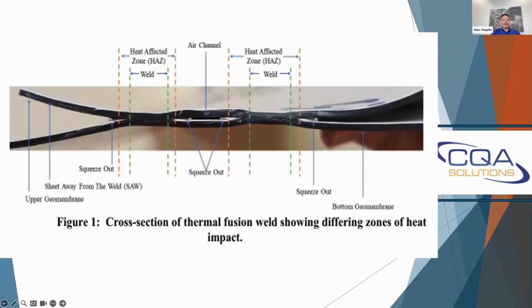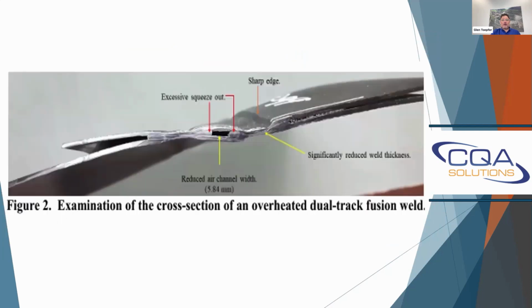And that's one way to start, but if there's no guidance saying that we can reject anything, then you have seams like this where the air channel is greatly reduced. There is a thickness reduction, and there's nothing you can do about it, which currently is the case here in the United States.